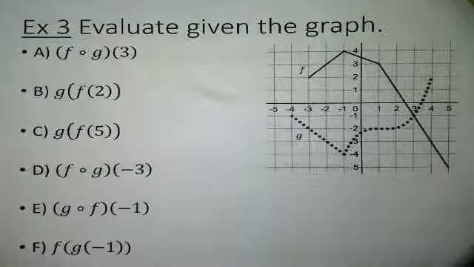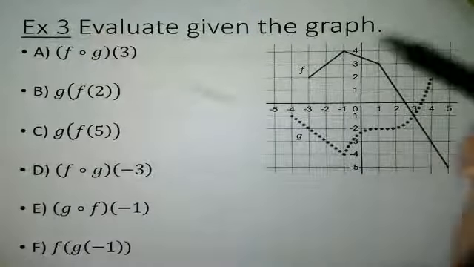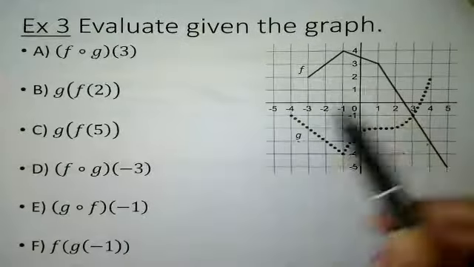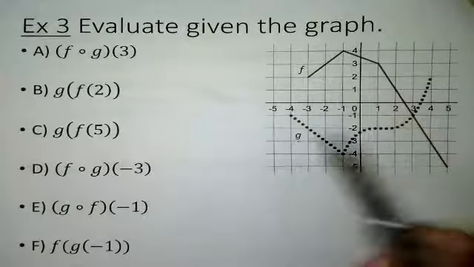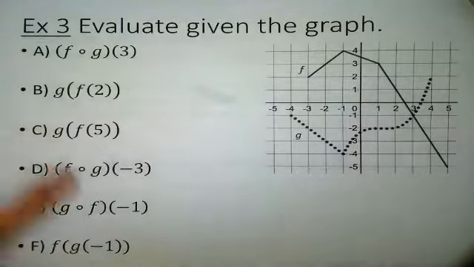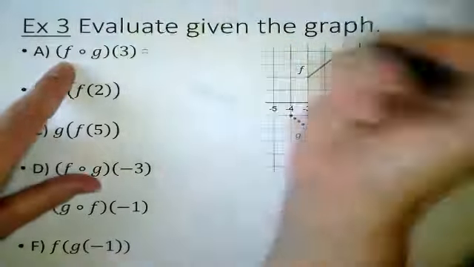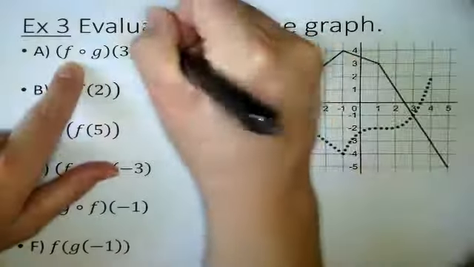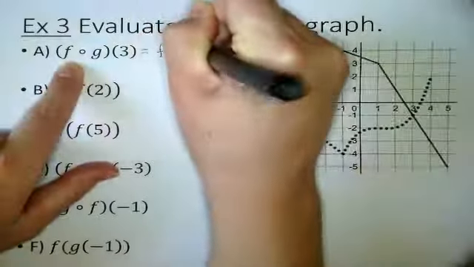All right, example 3, we're going to use the graph to help us. This is a generic graph. You can see this is the graph F, and here we have the dotted graph G. And I'd like you to give these a try and see if you can figure them out. I will talk you through the first one and see if you can go from there. So first, I'm going to rewrite this icky notation. I'm going to say f of g of 3.